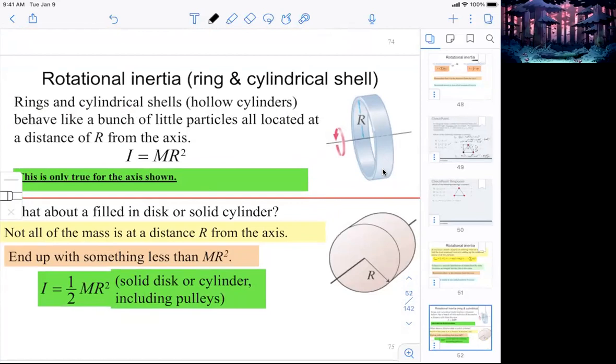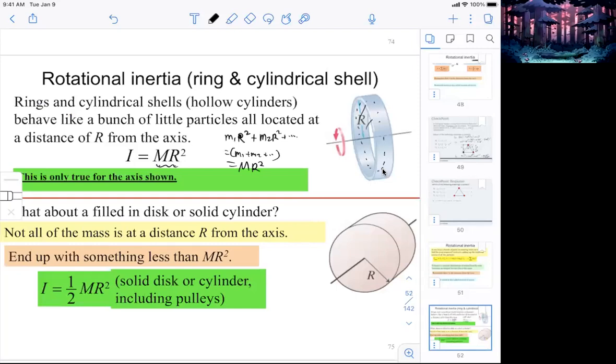So the first case is a ring or a cylindrical shell. That is the same as a point mass: the total mass M times R squared. Why is that? Because all of the masses are at the same distance from the center. If you break this ring down into little m1, it's at a distance r away; little m2, distance r away. They are all at the same distance, so it's really just the entire mass times r squared. So it's M r squared.